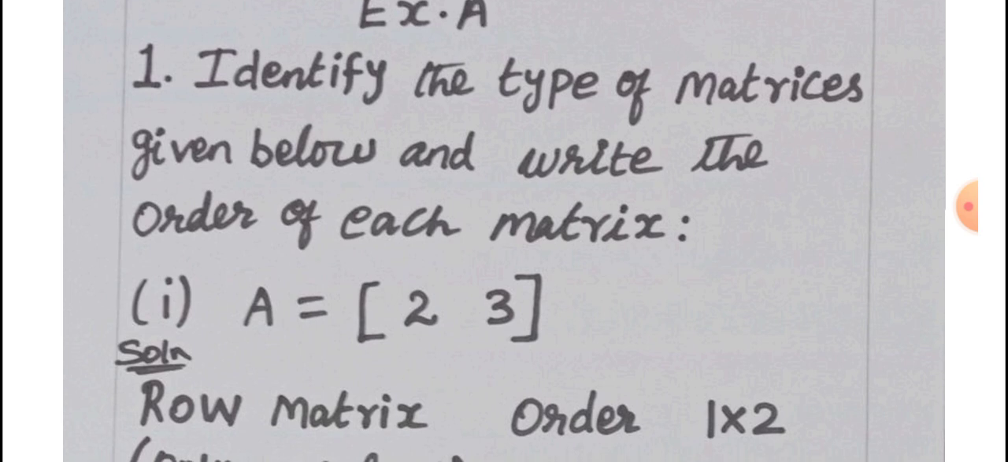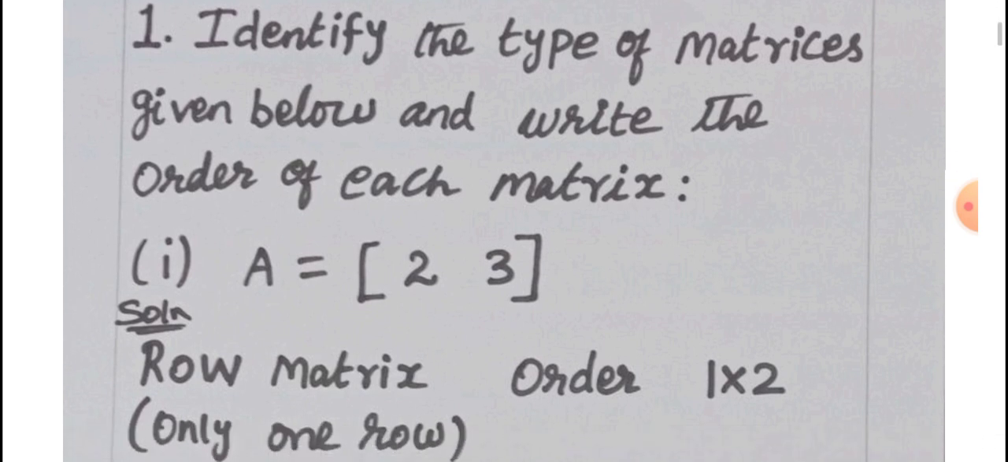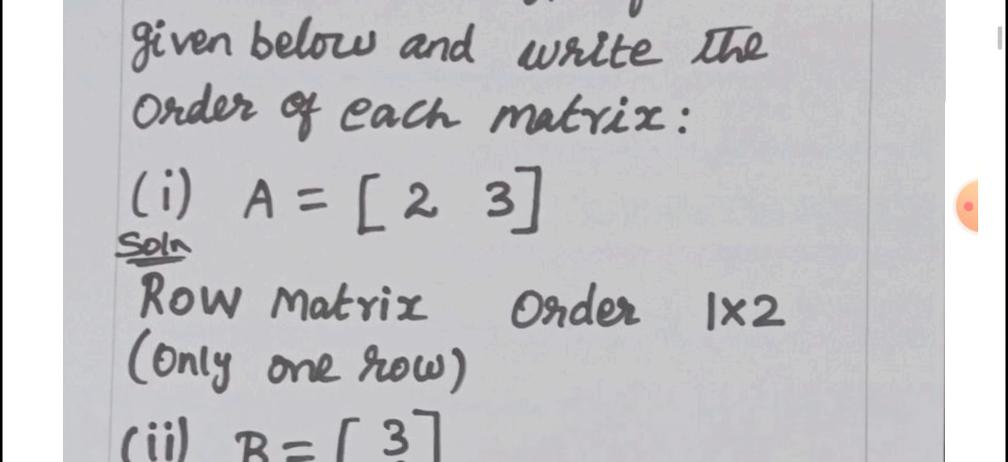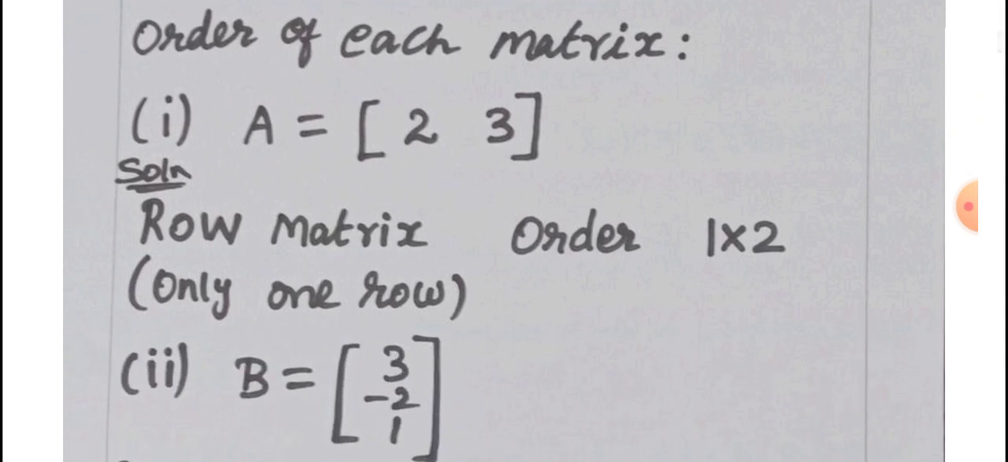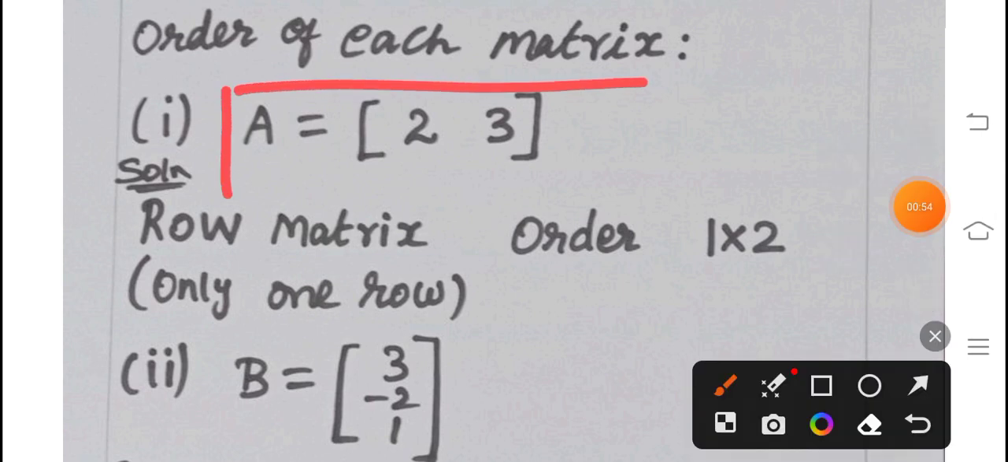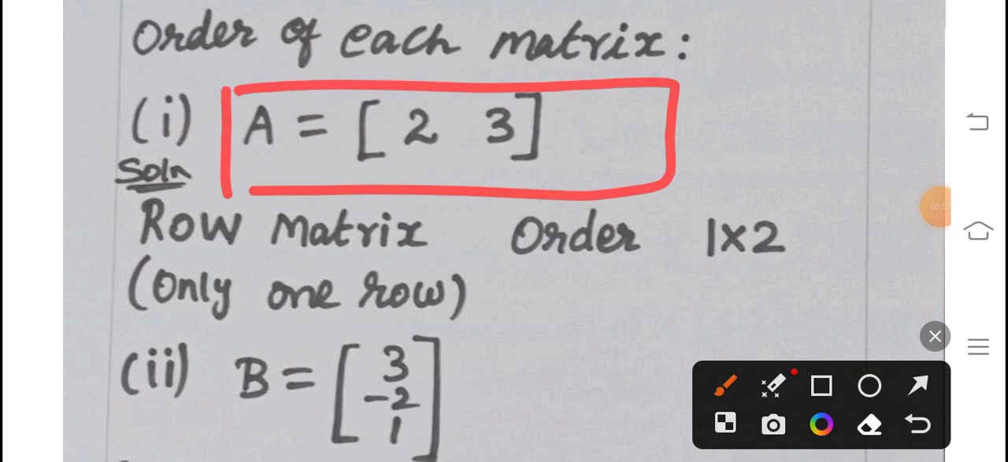I'm not giving any notes here, you already know them, so I am just discussing the answers. Write the order of each matrix. For the first question, A equals [2 3]. To find the order, you see how many rows and how many columns: one row and two columns.